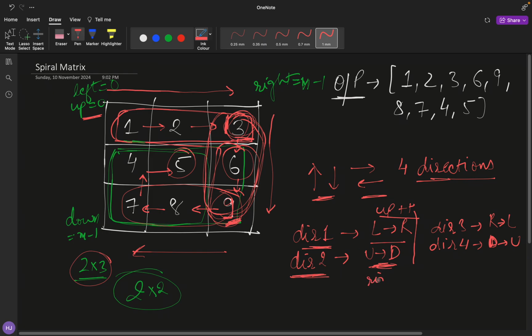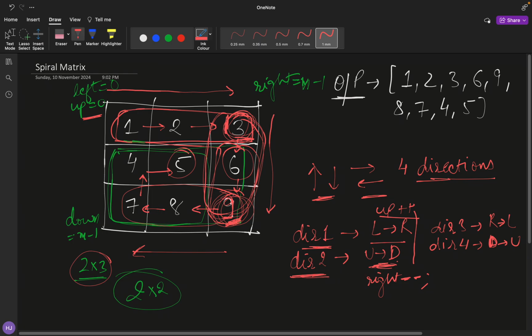After completing a traversal in direction number 2, we have to decrement our right pointer by 1, because in this case we have already covered the first element of direction number 3. See, what is happening here is that we are overlapping with the first element of the next direction. So that's why we have to decrement or increment the pointer accordingly.